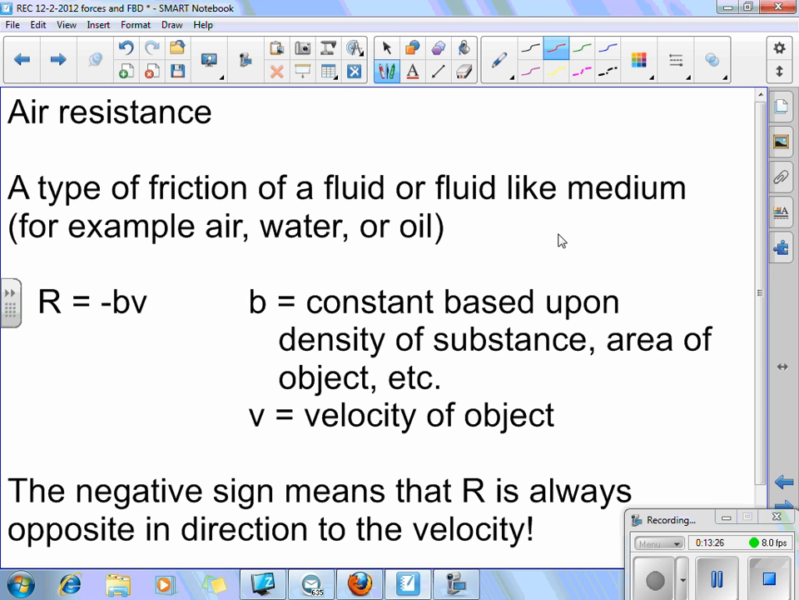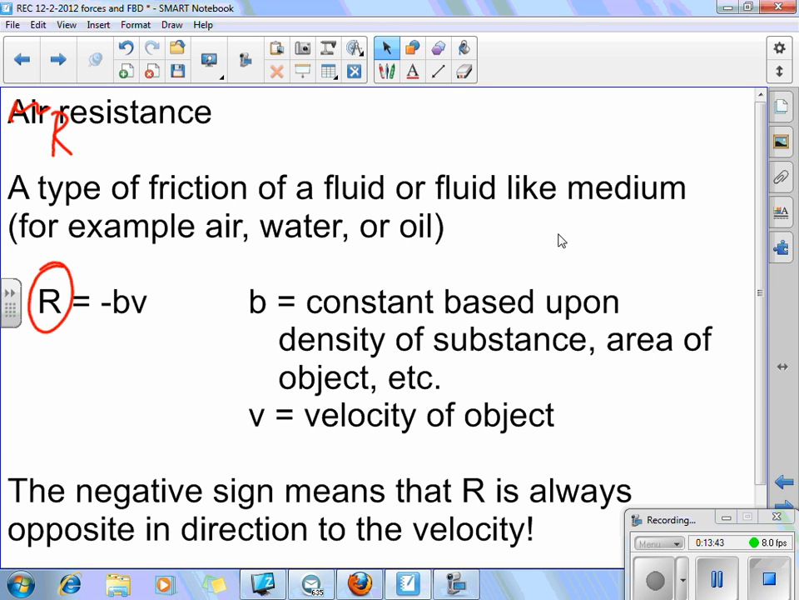I call it air resistance because we're basically going to look at it in the air. That's not very proper. Really, it's better just to call it resistance, or the resistivity of something. It's abbreviated large R. That is the label. R is equal to negative B times V.